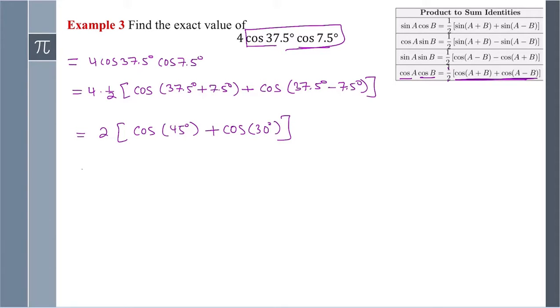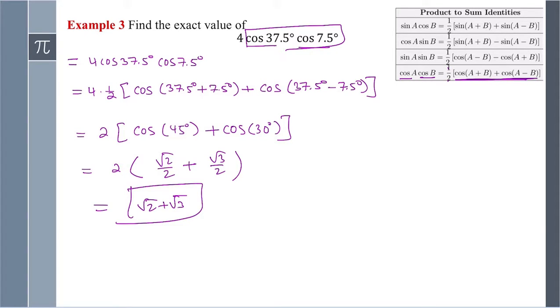Now we know the exact value for those, so 2 times cosine 45 is square root of 2 over 2 plus cosine 30 degrees is square root of 3 over 2. Now when we multiply by 2, we get square root of 2 plus square root of 3, which is the exact value. And we'll just leave it there.